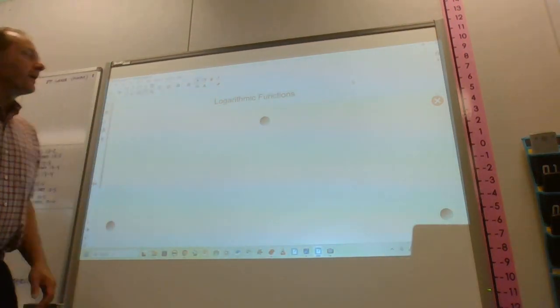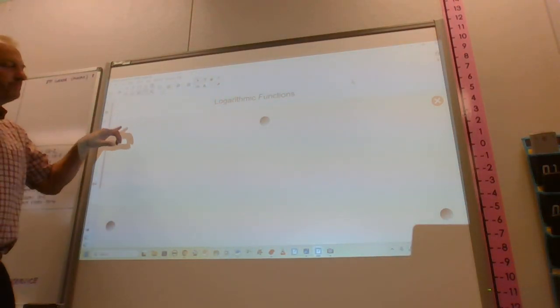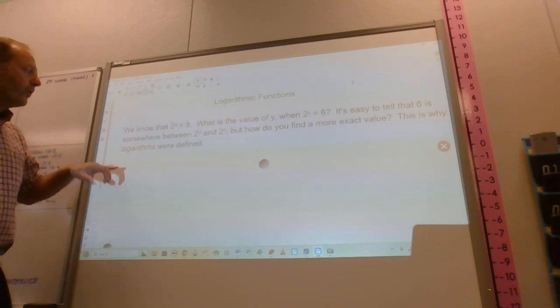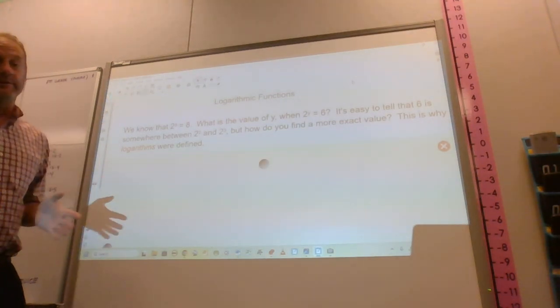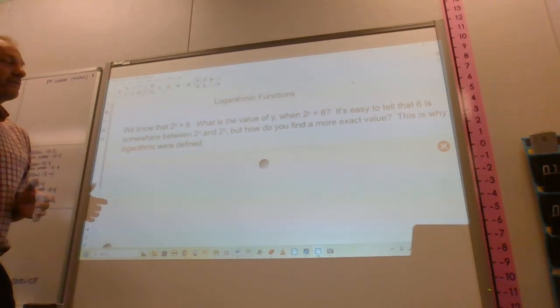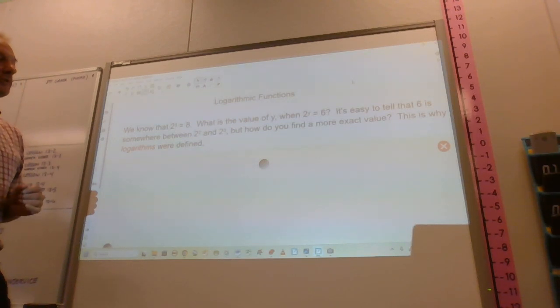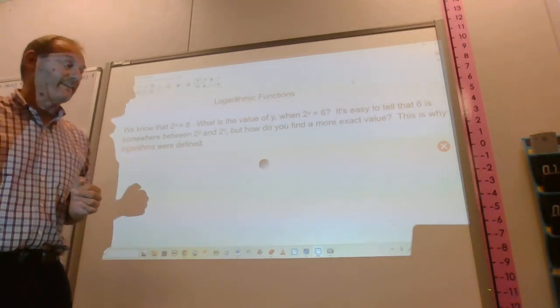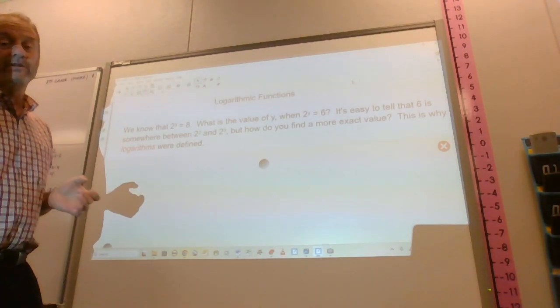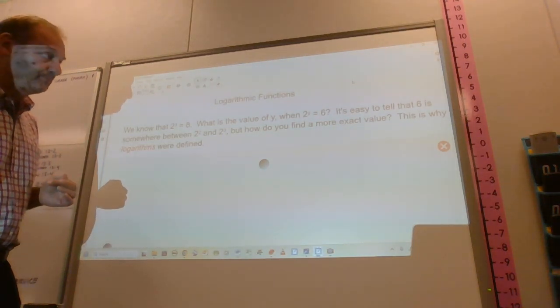Hey, let's talk about logarithmic functions today. Okay, we know that 2 to the third power is 8. But what's the value of y when 2 to the y power is 6? That's a little bit more difficult, okay?